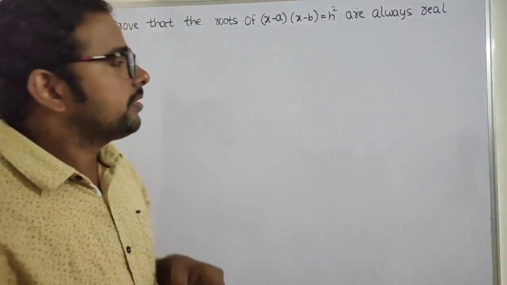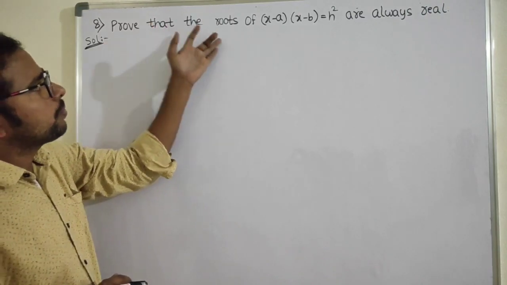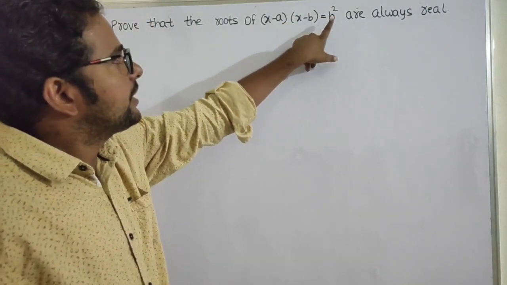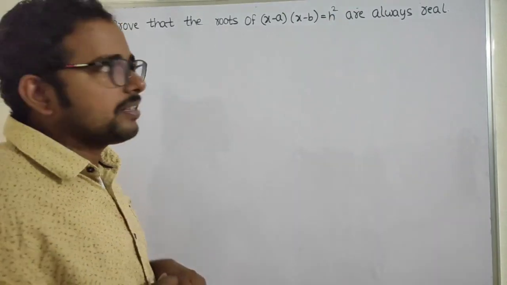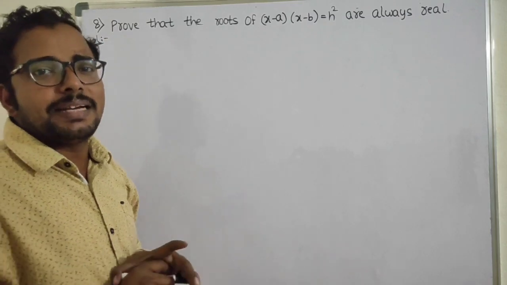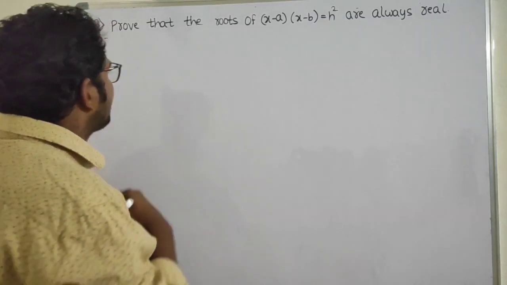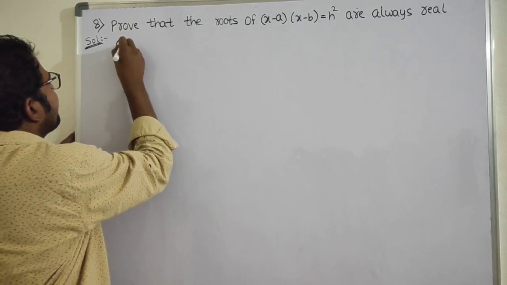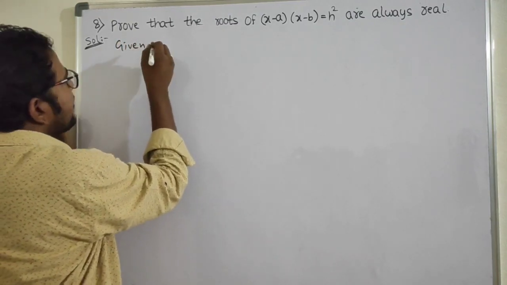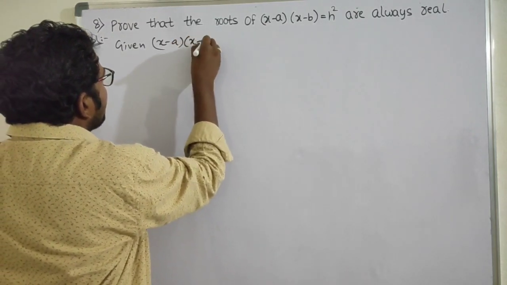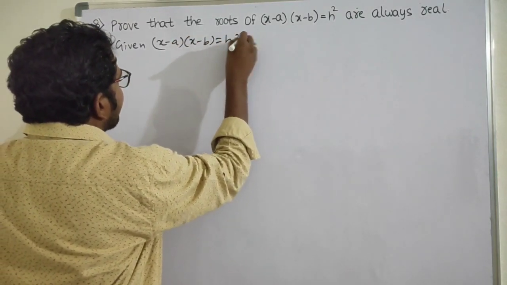Now 8th question. Prove that the roots of (x minus a) into (x minus b) equals h square are always real. To show the roots are real, we need to find the discriminant delta value. First simplify this equation. Given (x minus a) into (x minus b) equals h square.